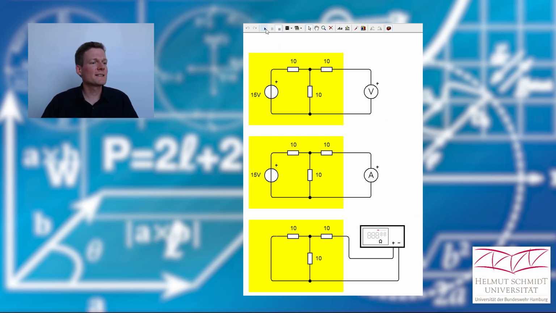Okay, and now let's start the simulation program. And you see, we again have the same values. We have an open loop voltage of 7.5 volt. We have a short circuit current of 0.5 amperes. And we have an inner resistance of 15 ohm. So you see, we can create our practical voltage source or our practical current source either with calculations or even with measurements.